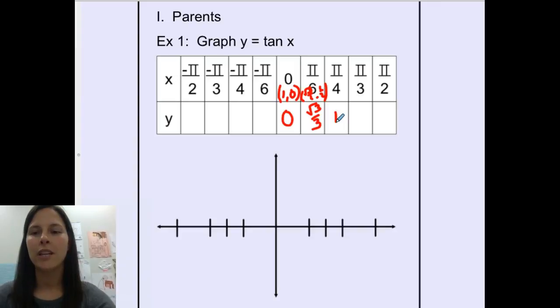At pi over 3, the coordinates are backwards from where they are at pi over 6, and we get root 3 over 1, or square root of 3. Pi over 2, we're up at 0, 1, and 1 divided by 0 is undefined. That's where we'll have a vertical asymptote for our tangent function. Same values off to the left, but tangent will be negative.